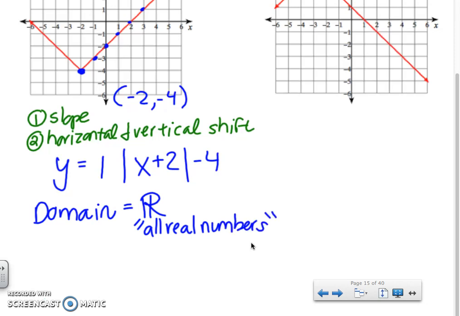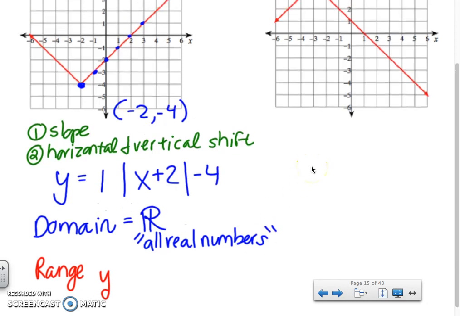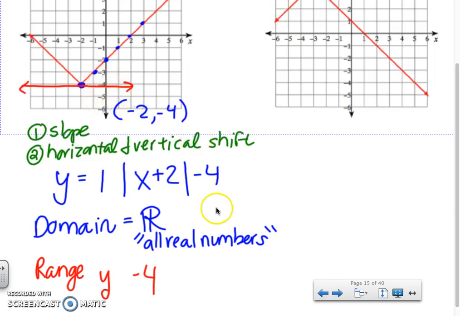So again, domain is always going to be all real numbers. It's not going to change. Now the range, it's always going to start with the letter y, because range deals with the y-axis. It's always going to be this y part of your vertex, okay? So it's always going to be the lowest or the highest. So in this case, you can either look at the graph and see that the lowest it went was a -4, or you could always look at the y part of your vertex.